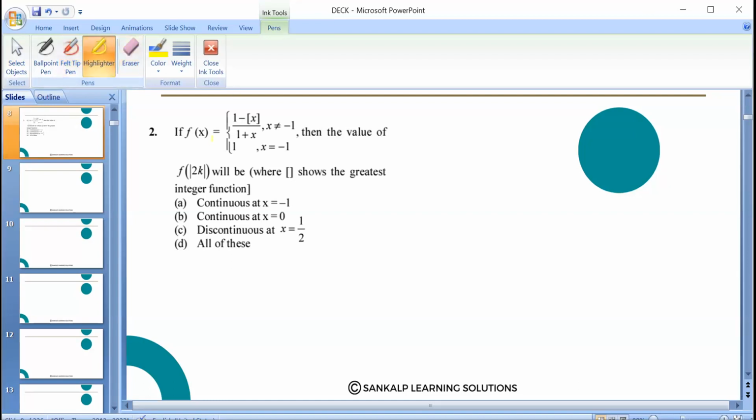Now, f of x is a piecewise function. The value of f of mod of 2x, where if x is in the brackets, it is the greatest integer function. So we will take the piecewise function. And then what we can write is, suppose you consider x less than 0. Then the answer for the greatest integer function will be minus 1.